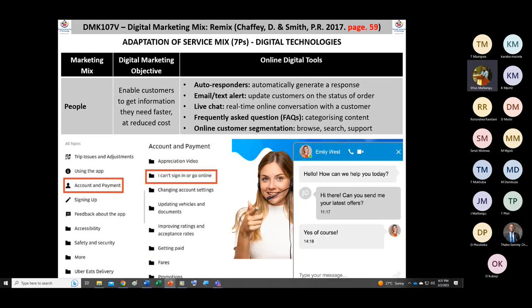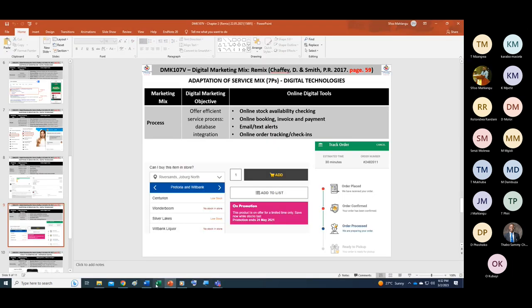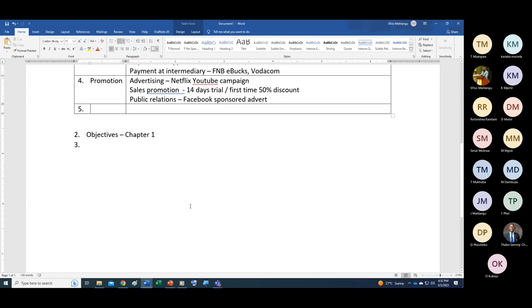Then we get the people element, physical evidence, and the process. But we do this differently than the slide. We're going to start with process. And in our class diary, we will show you how you develop it in the case study. It's not done the same way we do product, price and promotion, meaning that we don't do them isolated or individually. We do them as a process of each other. So usually we will have process first.